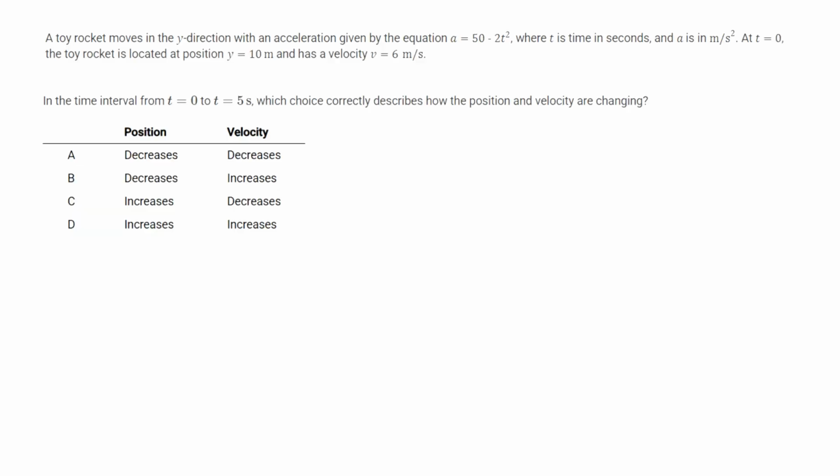In the time interval from t equals 0 to t equals 5 seconds, which choice correctly describes how the position and velocity are changing?